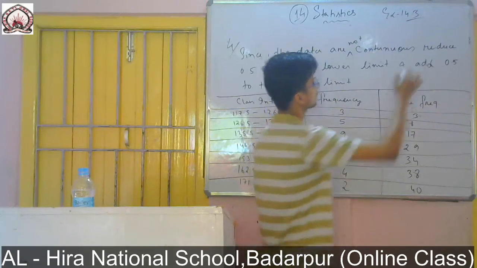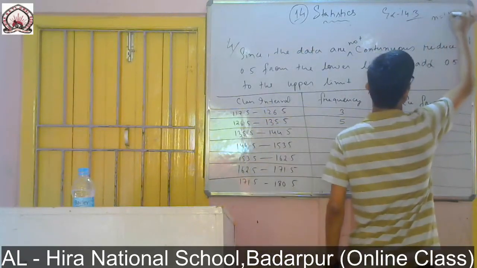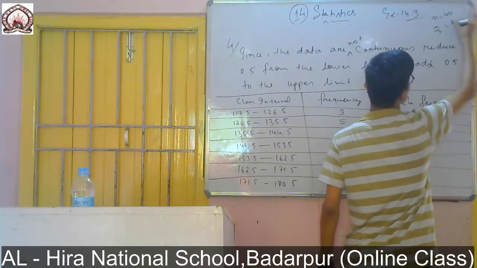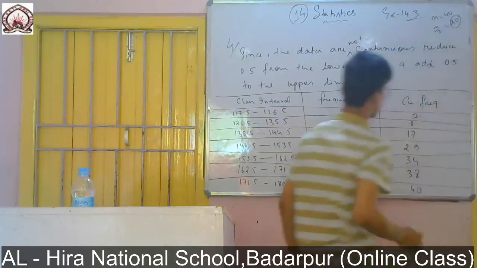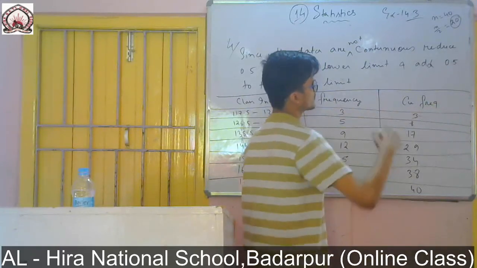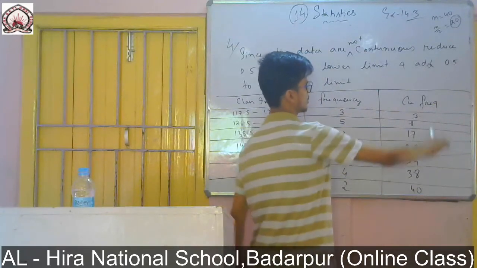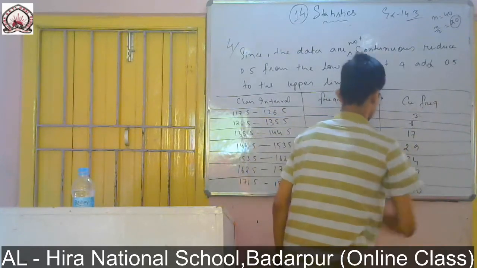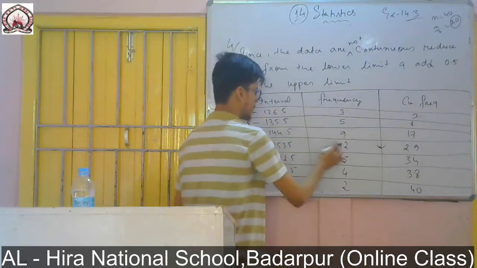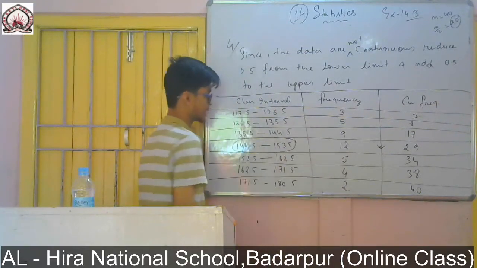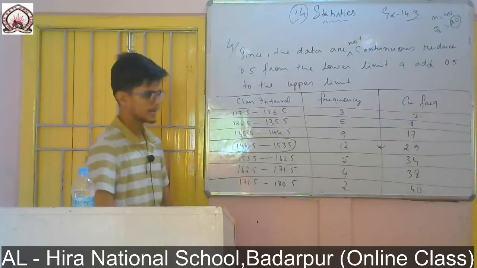So if n is 40, then n by 2 will be 40 by 2, that means 20. So I have to find the class interval or the cumulative frequency which is more than 20. The cumulative frequency which is more than 20 is 29. So for 29, this will be our median class, sorry, median class, not model.